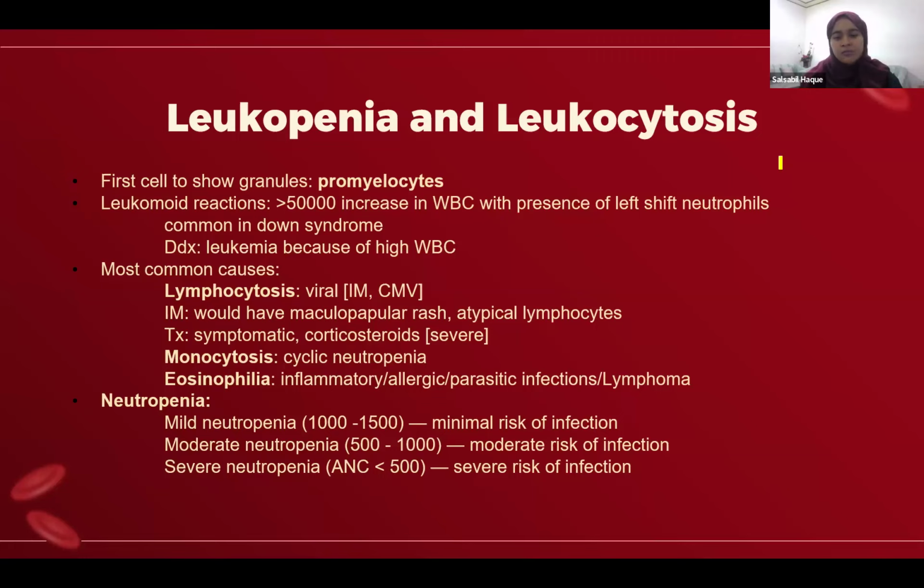And the treatment is symptomatic, it's corticosteroids. I was told that you don't have to know the treatment, so this is just for your information. The most common cause of monocytosis is cyclic neutropenia. So when the bone marrow starts to recover from a neutropenic episode, that is when you start to see monocytosis. And it's not necessarily a bad sign, because it shows that the bone marrow is recovering.